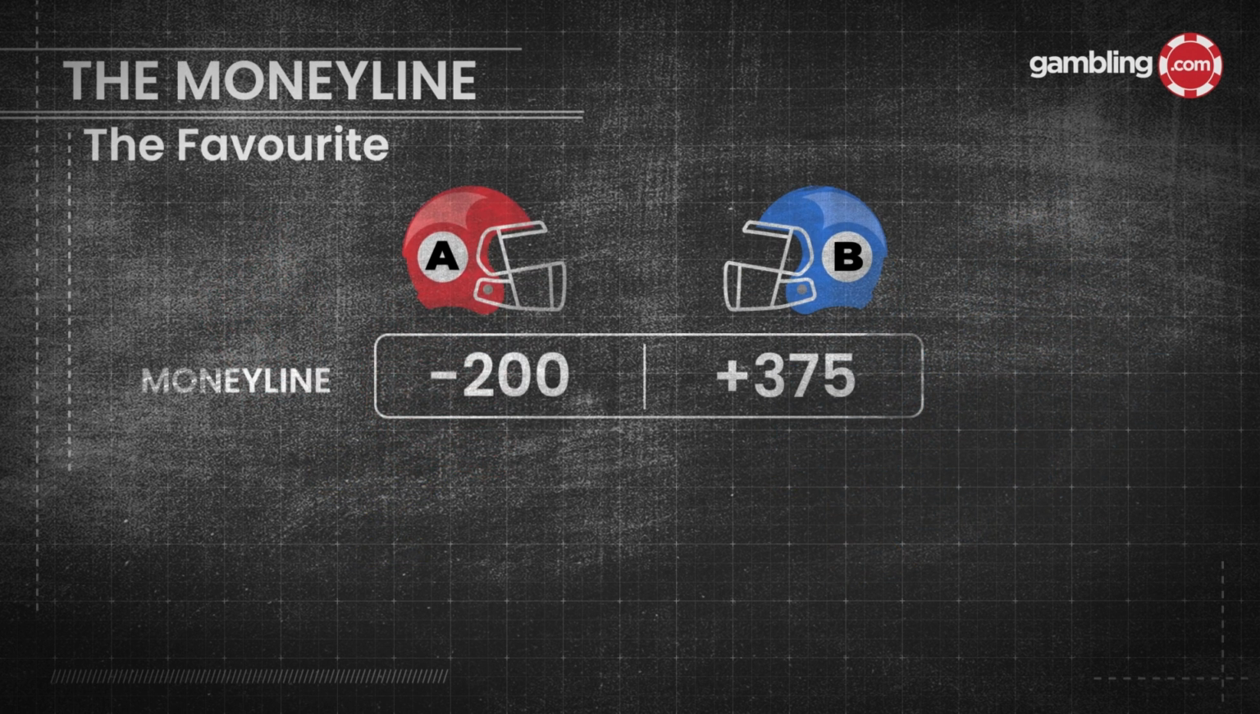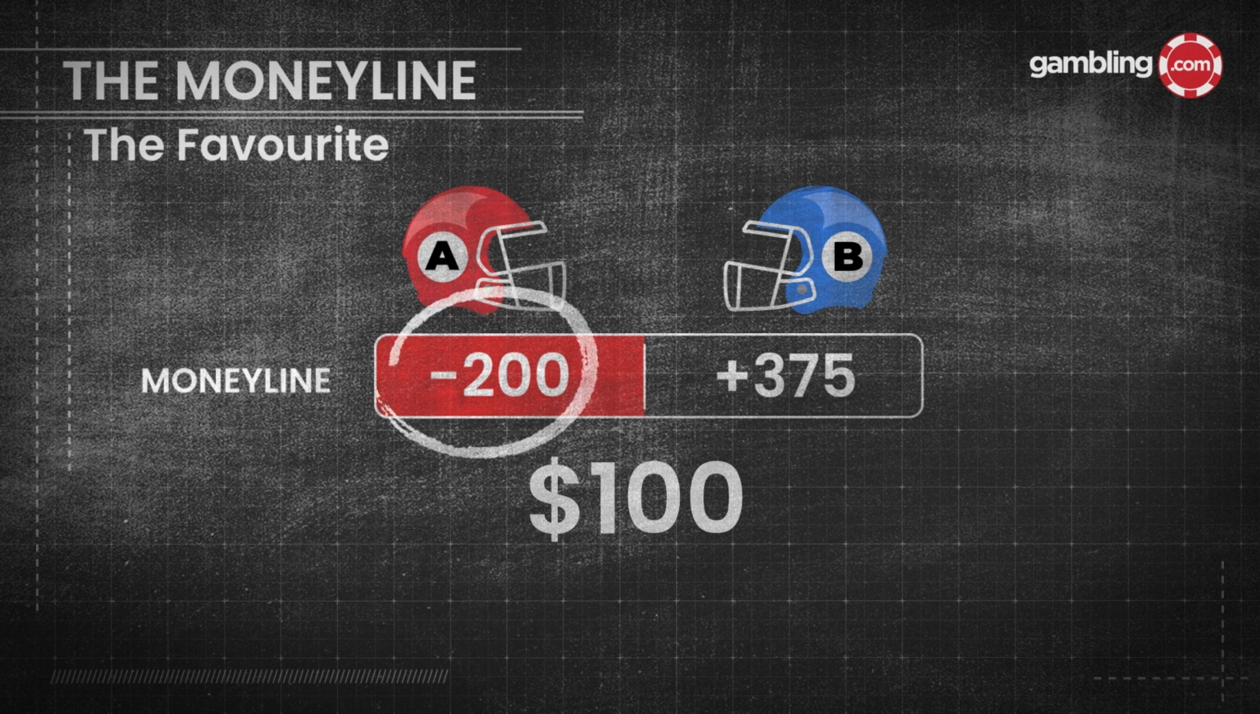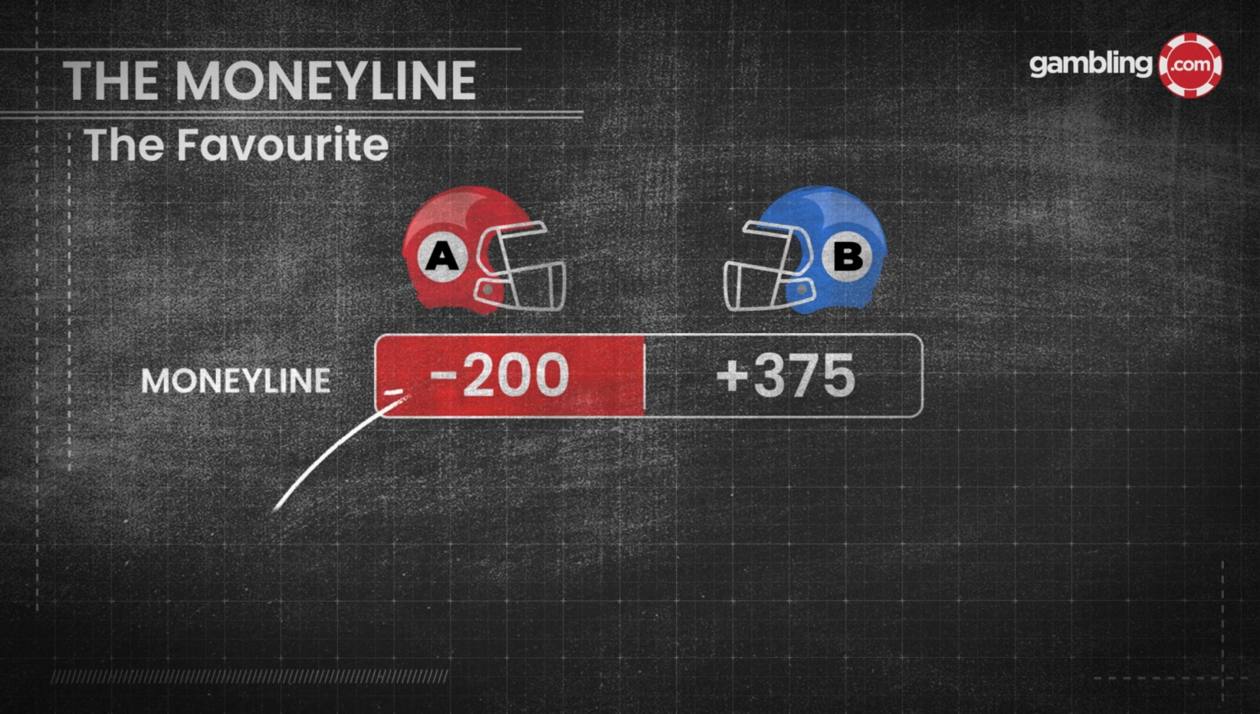The favorite. The favorite is the team viewed as more likely to win by the bookies. Using $100 as a standard betting unit, a bettor would have to wager the amount listed, that is minus $200, in order to win that $100. In this instance, a bettor would have to wager $200 to win $100. To know who is the favorite, look out for a minus sign next to the odds on the money line.